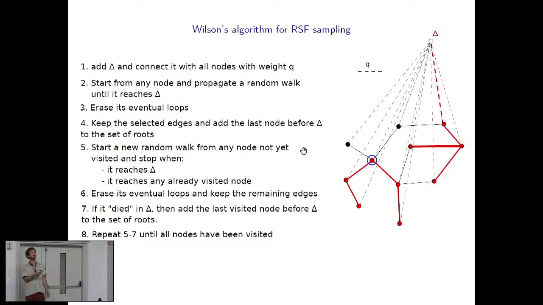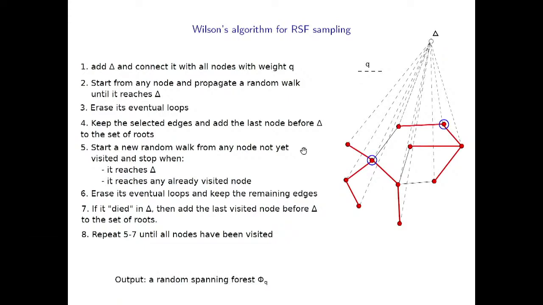Here in this case I have one loop, and I reach delta, so I erase the loop, and I keep this new node as a future root. Okay, and I iterate this process, and at the end I have a spanning forest, which is random, and which follows the distribution I just gave you just before.